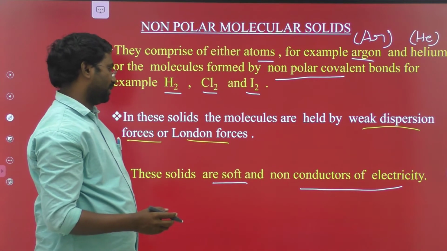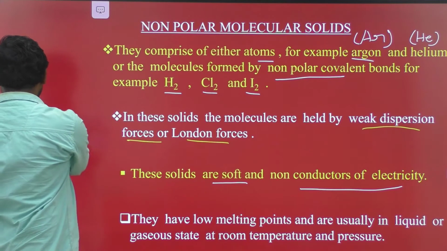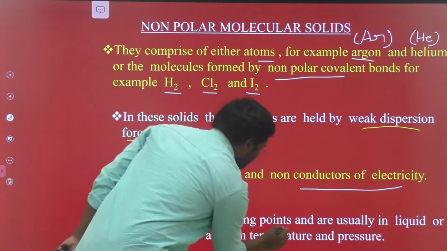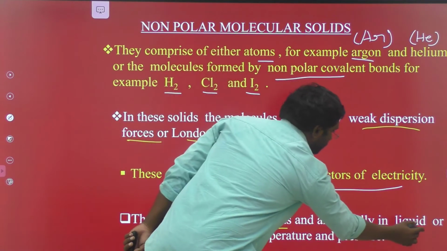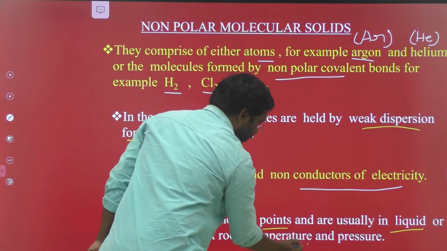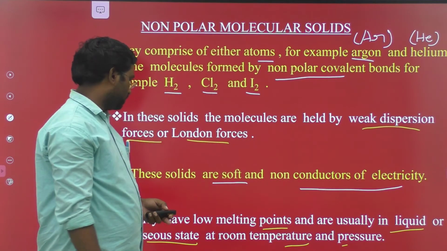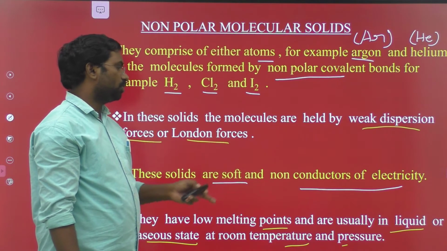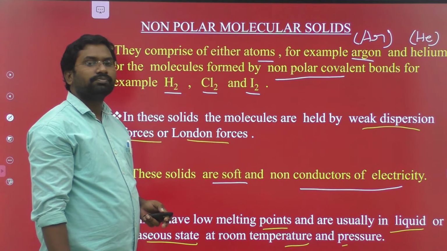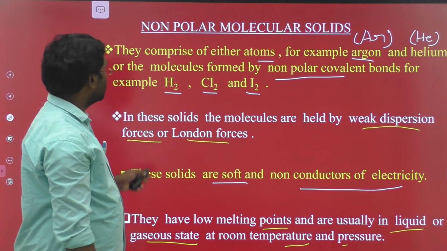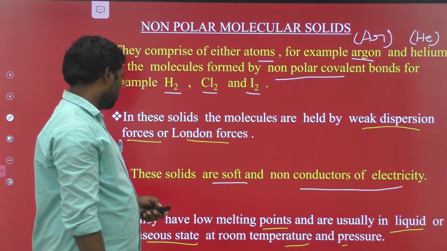Next, they have low melting points and are usually in a liquid or gaseous state. This is important: at ordinary room temperature and pressure, these non-polar molecular solids have very low melting points and are usually liquids or gases.